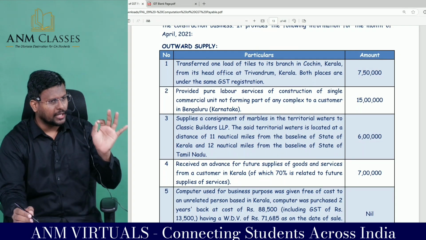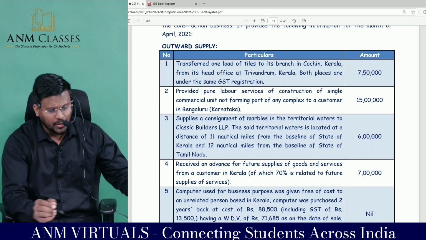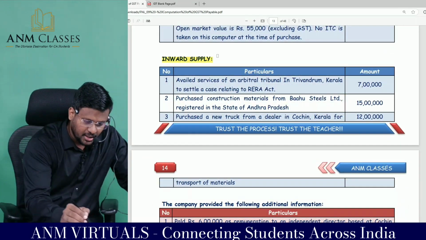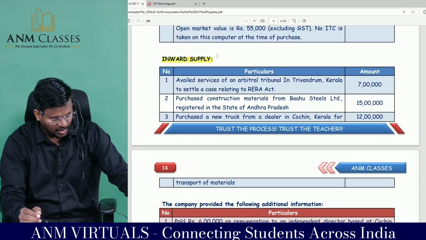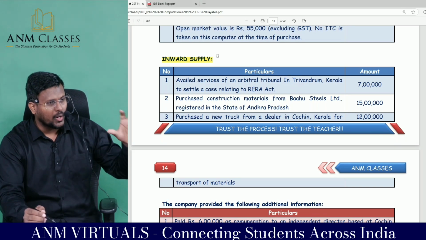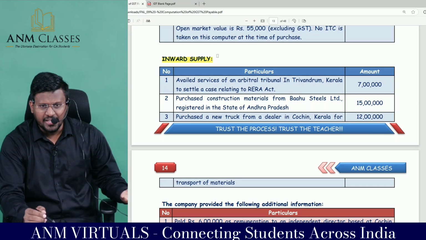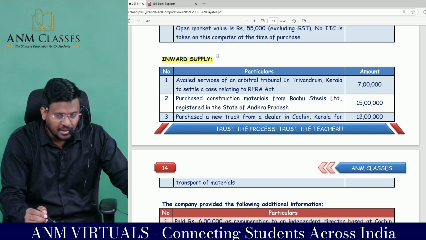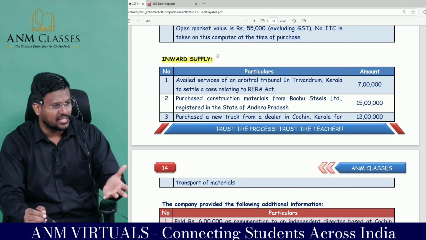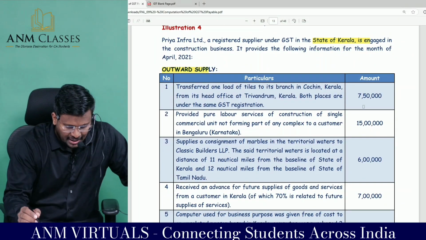So for one particular tax period, they have given the details for the month of April. Outward supply, they have listed and given. Inward supply, they have listed and given. On outward supply, we can calculate the output tax collected, and on inward supply, we can calculate the ITC. Sometimes RCM will be there in inward supply. That has to be added to the output tax liability and also added to the ITC. Automatically, it will get knocked off. I am going to read the first part of the question.